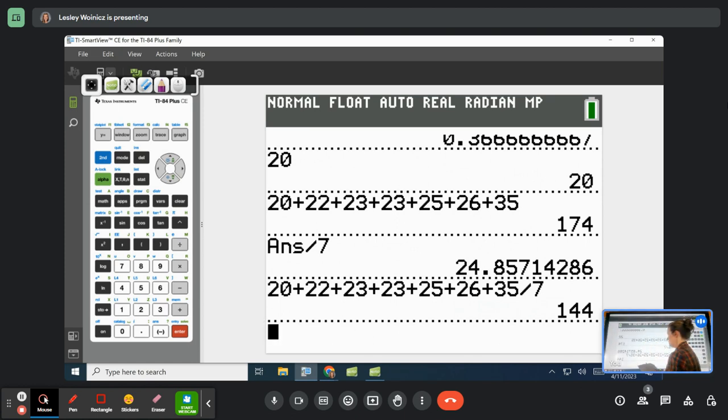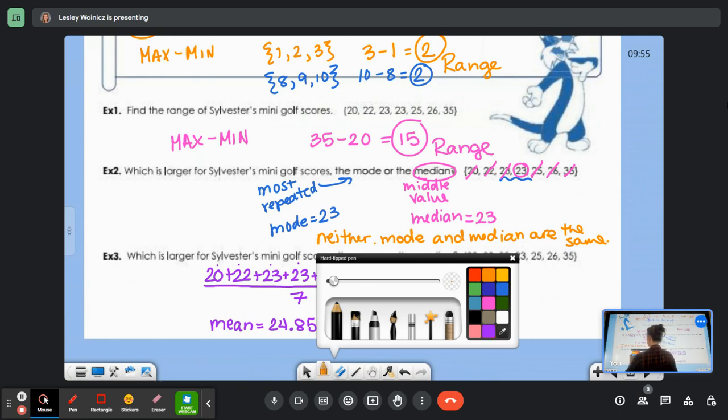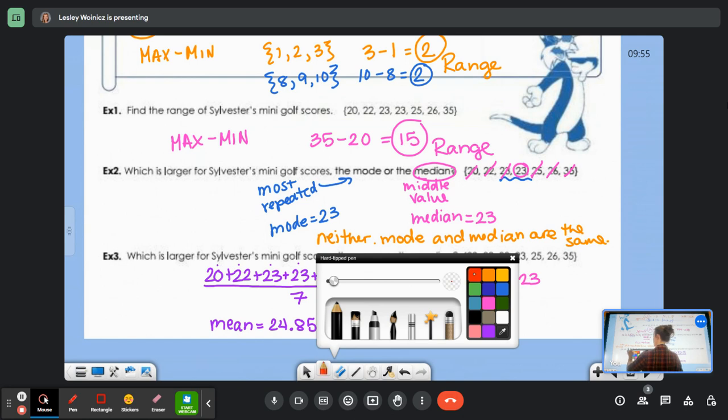We're going to round to the nearest thousandth. So 24.857 is what we got. So the mean is 24.857. Okay, now we need the median. Well, we already found the median. The median was 23. So the mean is larger.